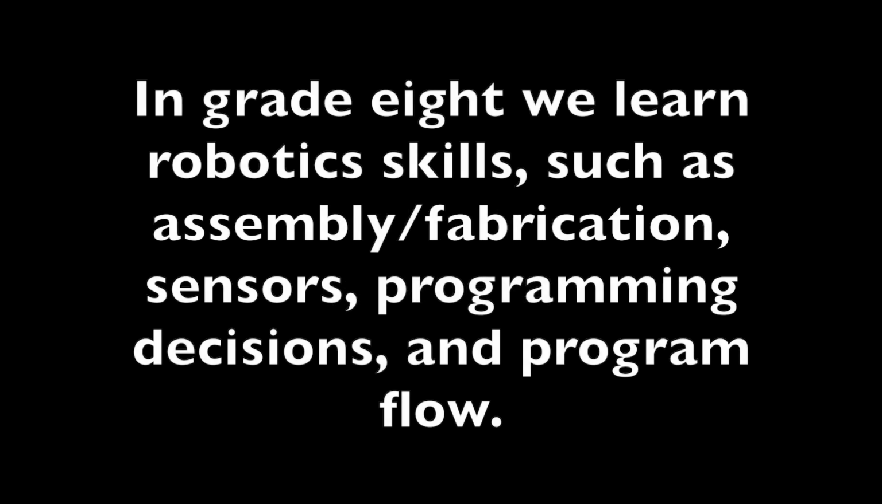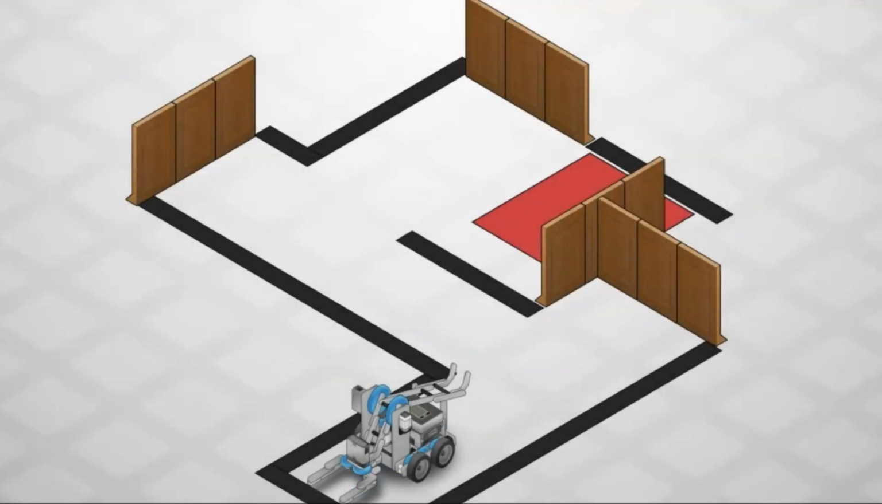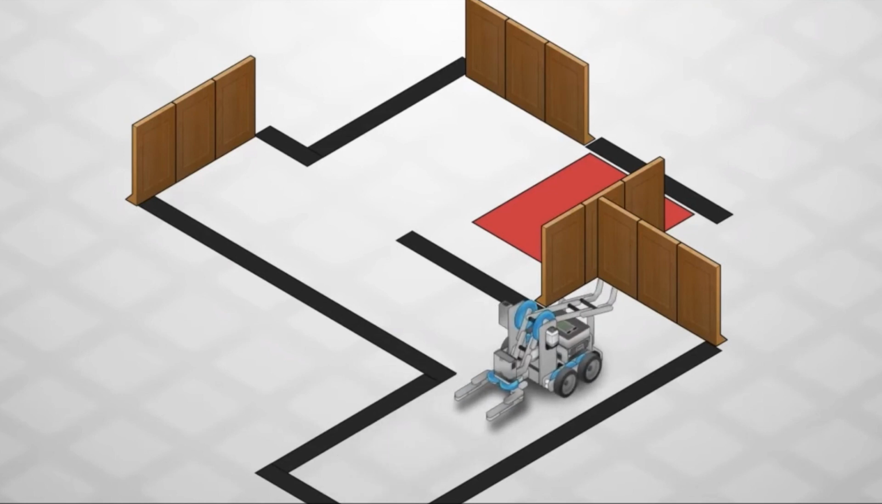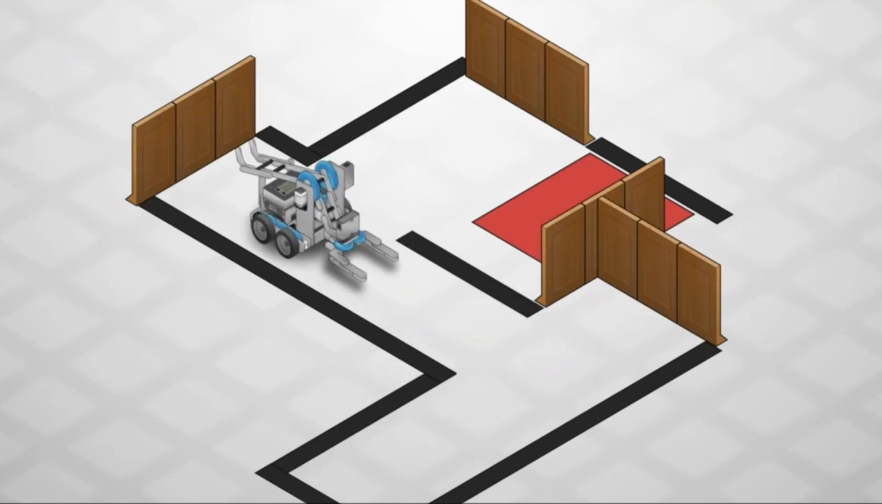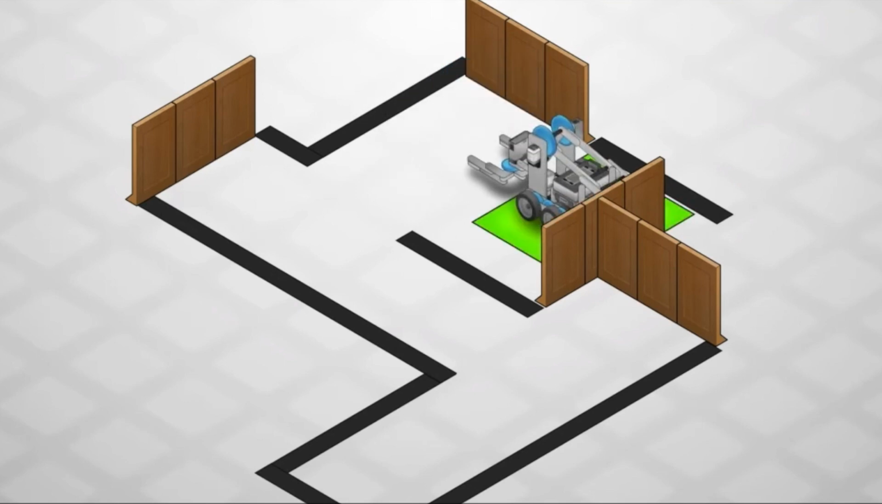In grade 8, we learn robotics skills, such as assembly fabrication, sensors, programming decisions, and program flow. After you experiment with and learn programming, you will build a standard drive-based robot and program it to navigate through a simple maze.